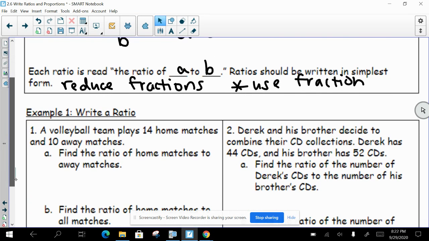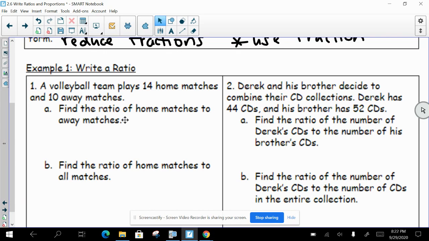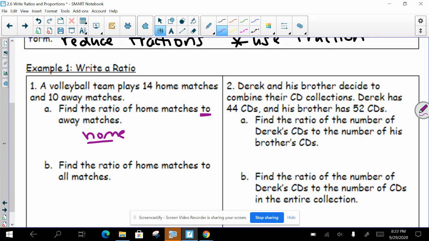While that's loading, let's go ahead and look at our first example. Number 1, a volleyball team plays 14 home matches and 10 away matches. Find the ratio of home matches to away matches. Whatever is in front of the "to" goes in the numerator, so the home matches go in the numerator. Away matches will go in the denominator. Home is 14, away is 10, and that reduces to 7/5.